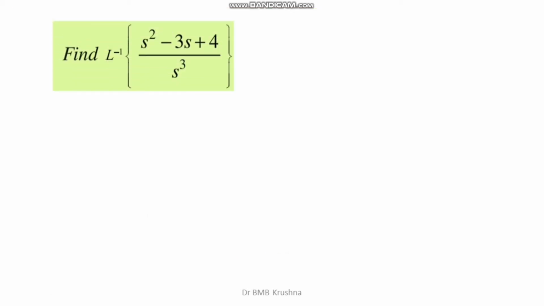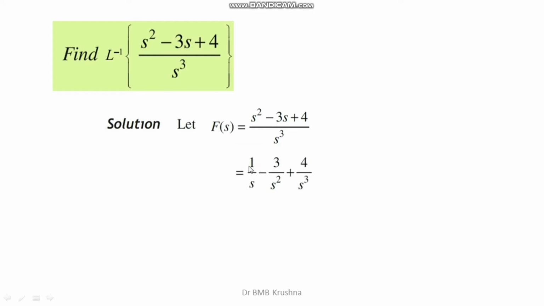Next question, find inverse Laplace transform of the function F(s), where F(s) is (s square minus 3s plus 4) by s cube. By using direct method, let this function be assumed as F(s). s square by s cube became 1 by s, minus 3 by s square, since the s's cancel, plus 4 by s cube. It is in the s space, we can apply inverse Laplace transform.